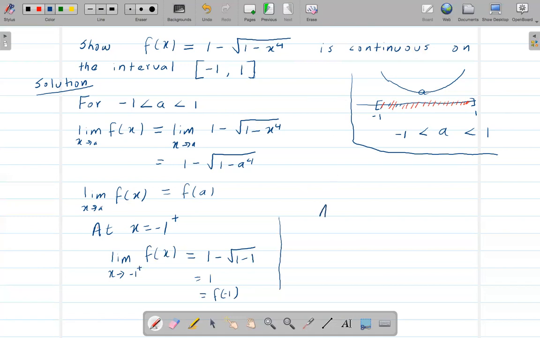Similarly, at x equals +1 from the left, because the graph is approaching +1 from the left-hand side. So from the left, again take the limit where x goes to 1 from the left of that function. Then it would be again a similar thing, 1 minus 1.